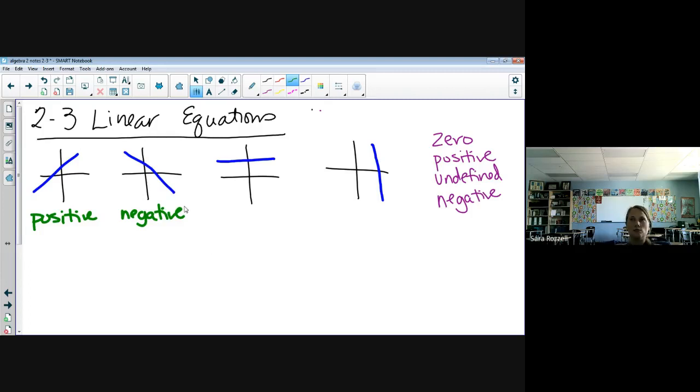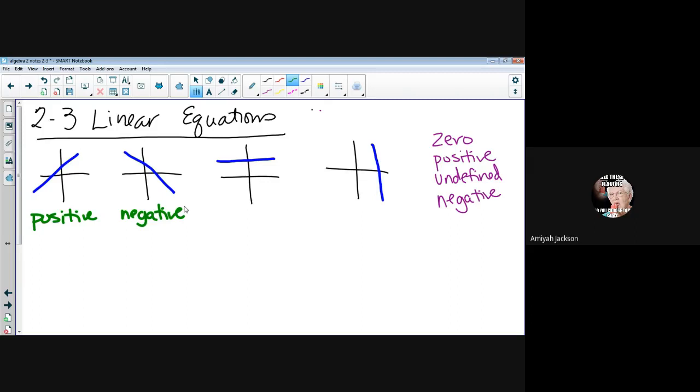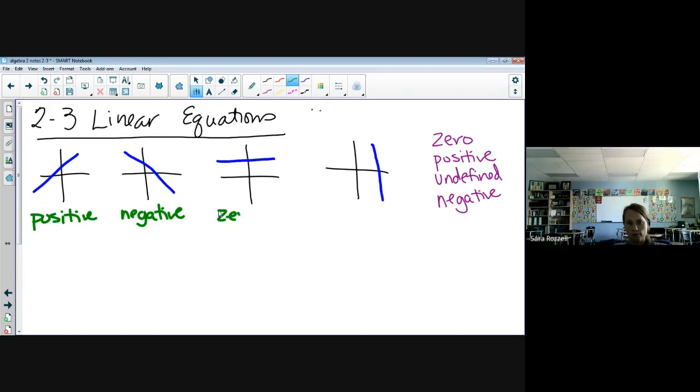All right, our next one. What do we think our next one is? 0. Good job. There is no slope. If you were walking across this, there would be no incline, there would be no decline. You were just going straight across.